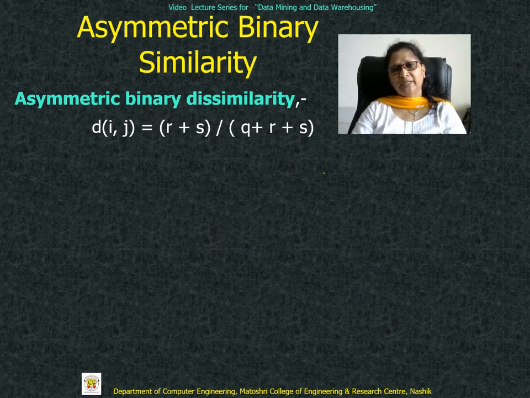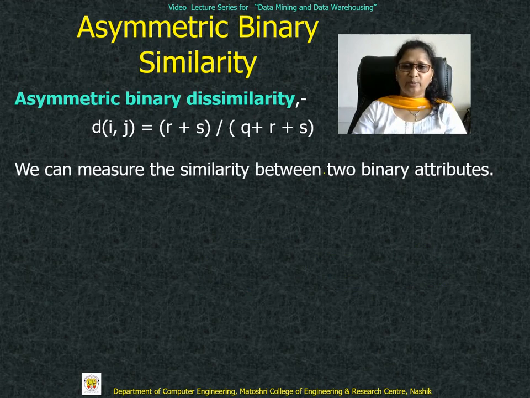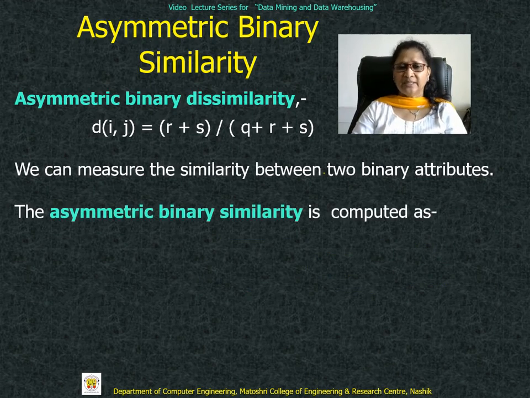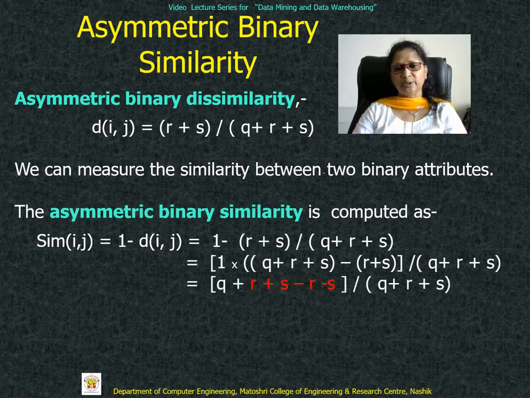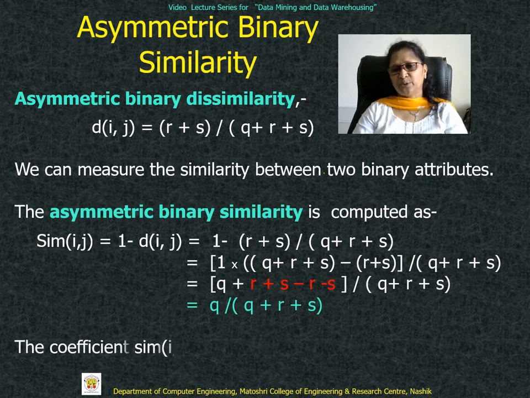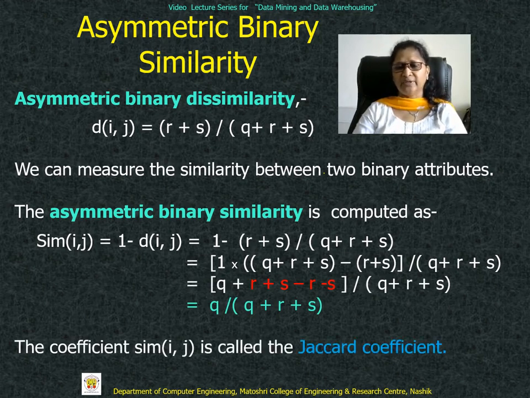So asymmetric binary attribute dissimilarity is nothing but Dij equals (R plus S) divided by (Q plus R plus S). Just like in symmetric attributes, we can compute similarity by subtracting Dij from 1. After substituting values and cancelling the negative terms, we get the formula for similarity for asymmetric binary attributes for two objects, say i and j, computed as Q divided by (Q plus R plus S).